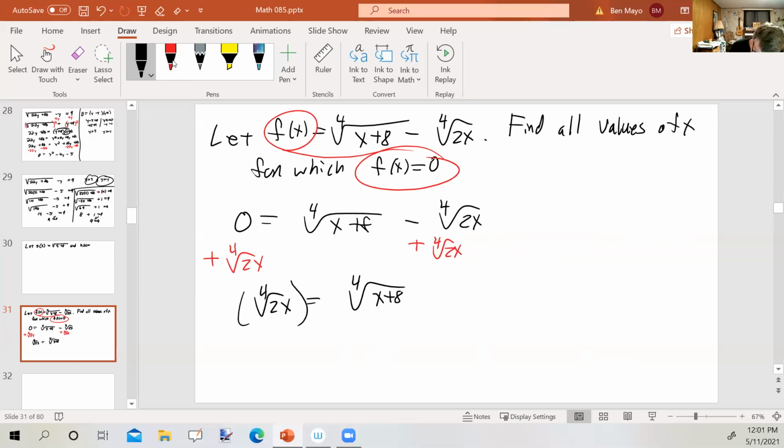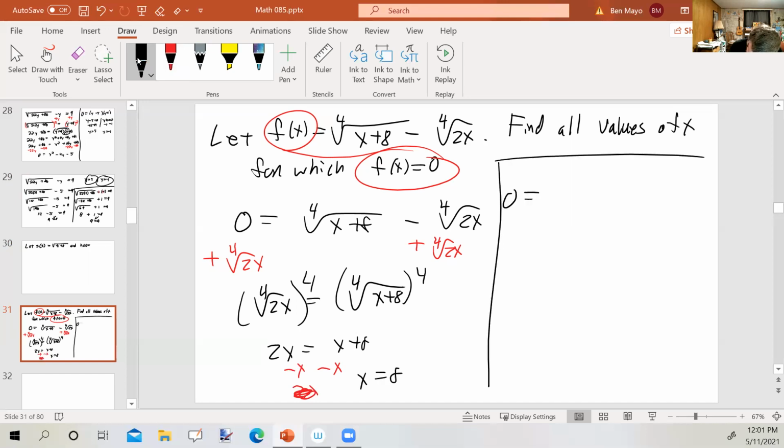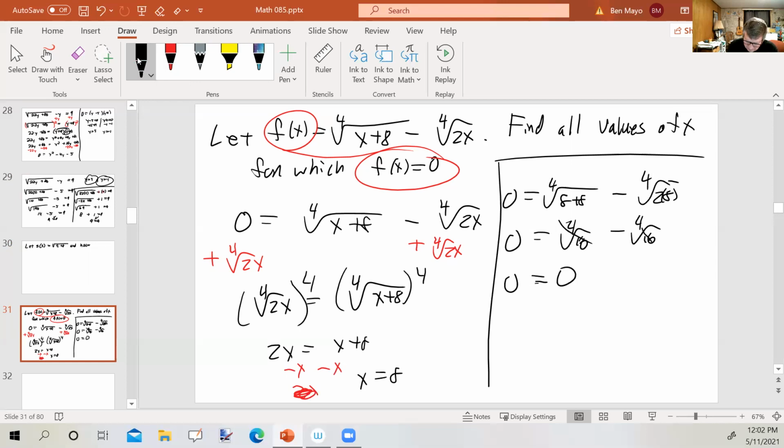So now I'm going to raise both sides to the 4th power, and I get 2x equals x plus 8. Subtract x, we get x equals 8. Let's check our work. 0 equals the fourth root of 8 plus 8 minus the fourth root of 2 times 8. 0 equals the fourth root of 16 minus the fourth root of 16. Well, the fourth root of 16 is 2, but even if it wasn't, the fourth root of 16 minus the fourth root of 16, those are going to cancel and get you 0. So x equals 8. All right, that's all I've got for you today.